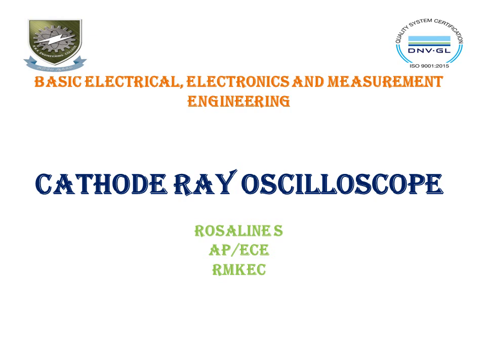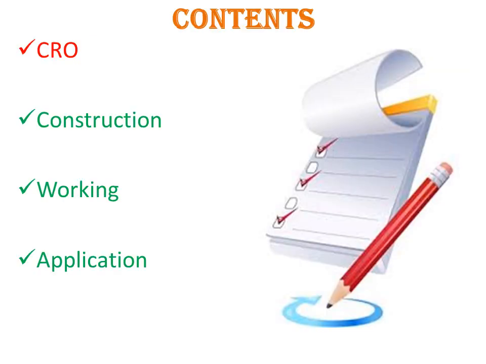I welcome you all to this session on cathode ray oscilloscope. Let us see what are the topics which we are going to deal in this session. First, we are going to see what is a cathode ray oscilloscope, CRO. We are going to see the construction details of a CRO, and then we are going to see the working or the operation of a CRO, and finally we are going to see the applications of cathode ray oscilloscope.